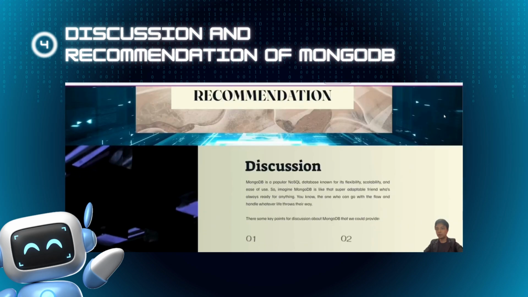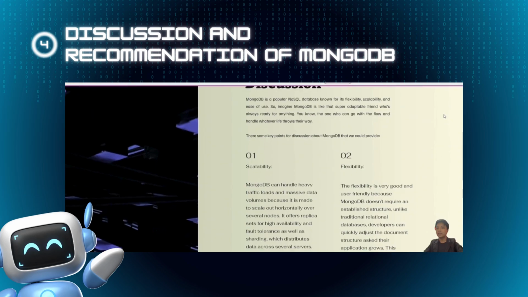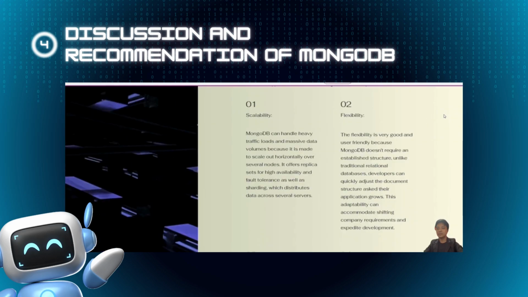Discussion. MongoDB is a popular NoSQL database known for its flexibility, scalability, and ease of use. Imagine MongoDB is like that super adaptable friend who's always ready for anything. There are some key points for discussion about MongoDB that we could provide, such as scalability. MongoDB can handle heavy traffic loads and massive data volumes because it is made to scale out horizontally over several nodes.